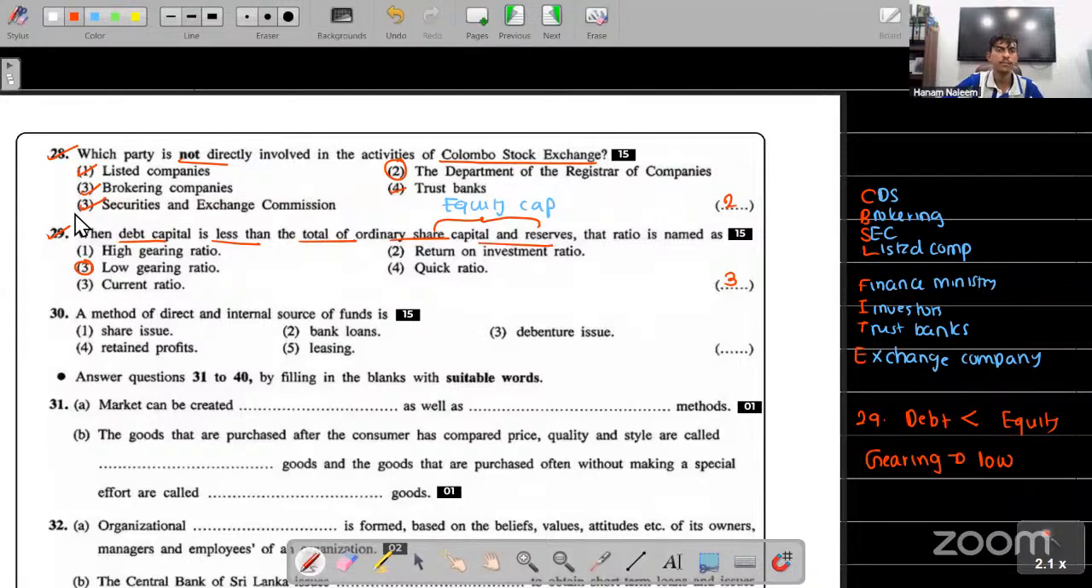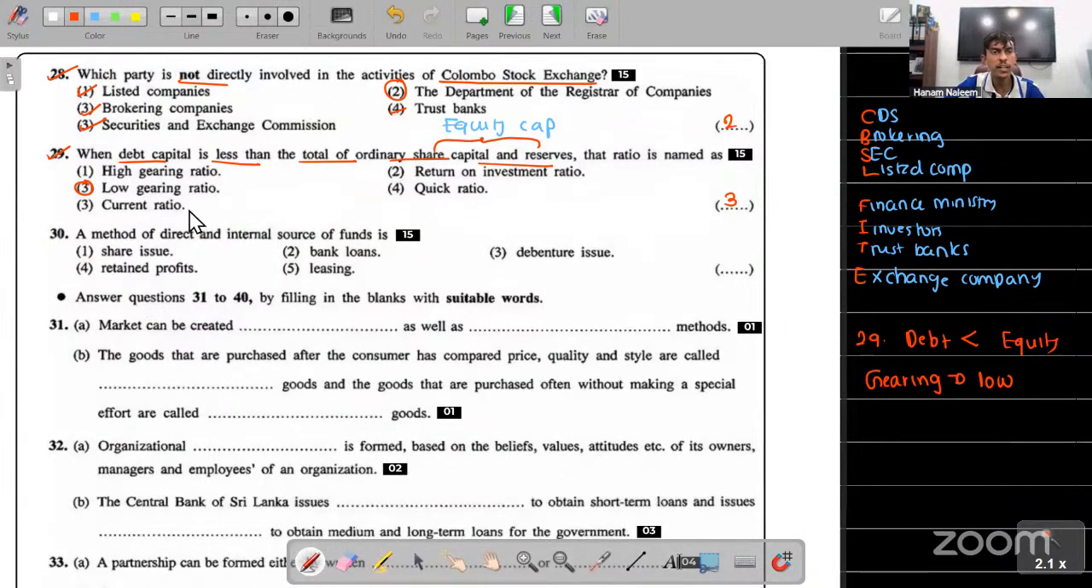Then question 30. A method of direct. Direct means no one is involved in between; the company gets the money directly from the source. And internal means you get money within the business. So what would be the answer? This is an elimination. You read each and every option and find the correct one.